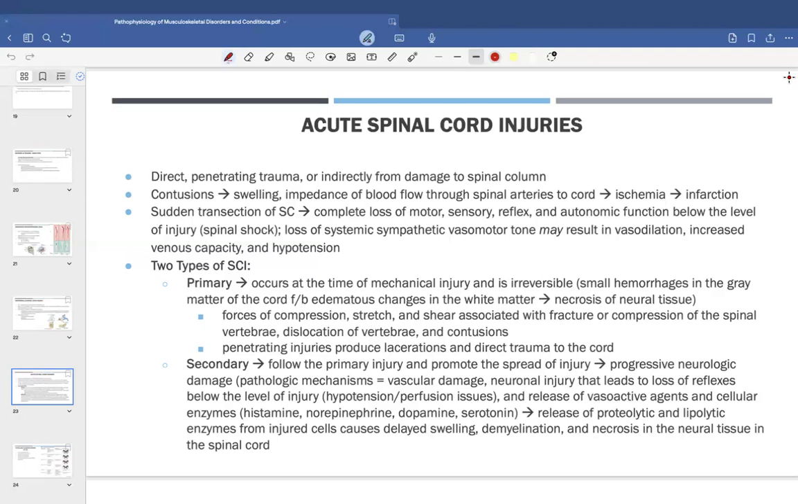So the two types of spinal cord injury are primary, which is at the time of whatever the injury is, and then there's secondary that follows that primary injury. And that primary injury may have nothing to do with the cord itself initially.